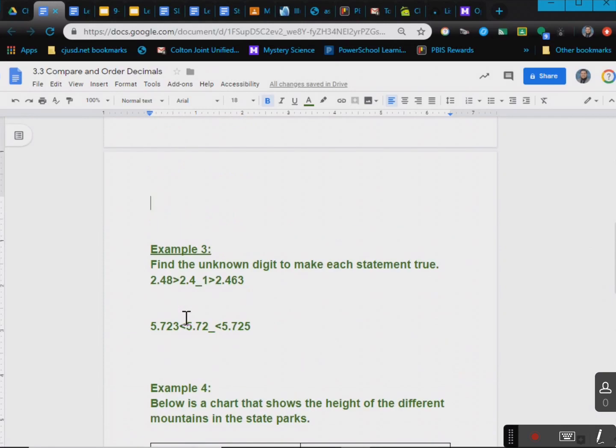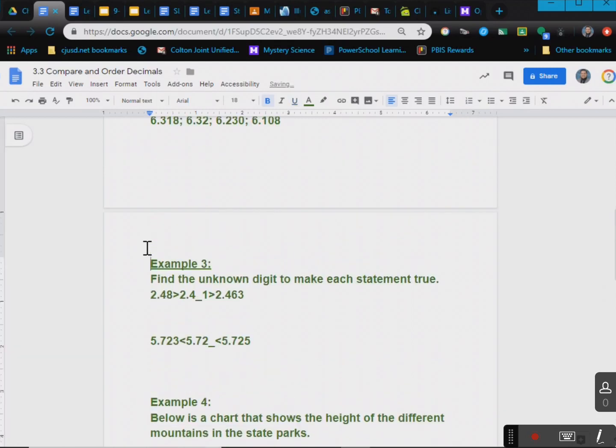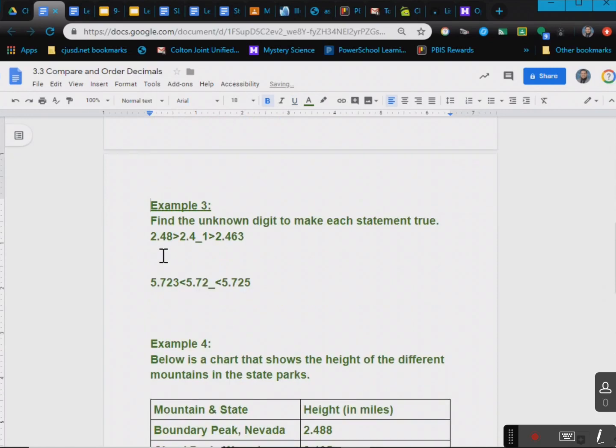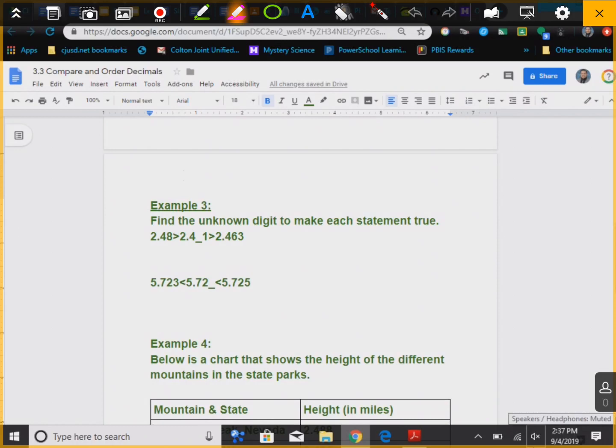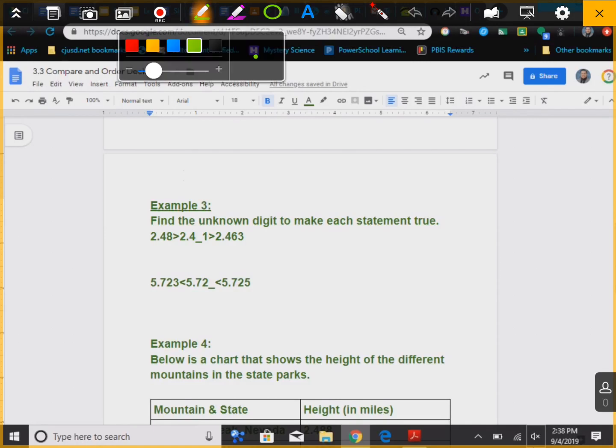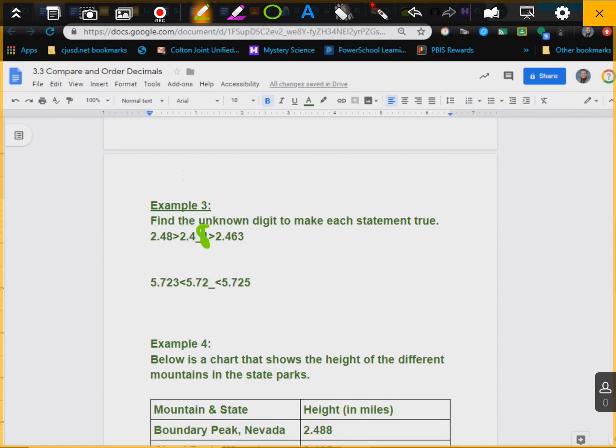Third example. Find the unknown digit to make each statement true. So you got a digit here and a digit here. So find the unknown digit to make each statement true. So let's go ahead and take a look at it. It says 2.48 is greater than 2.4 blank 1, which is greater than 2.463. Well, we can't put an 8 here because that wouldn't work.